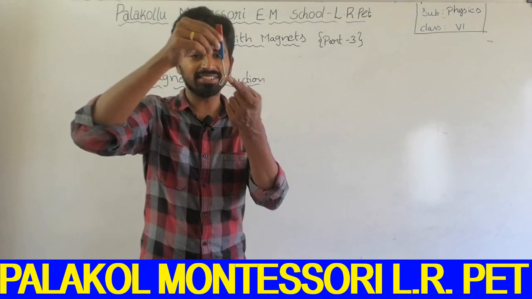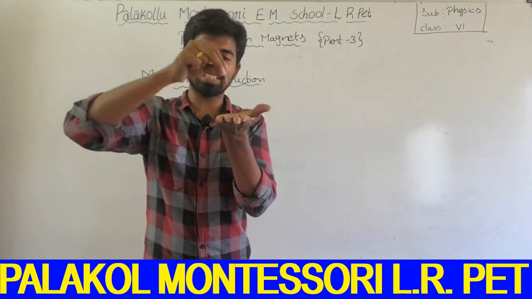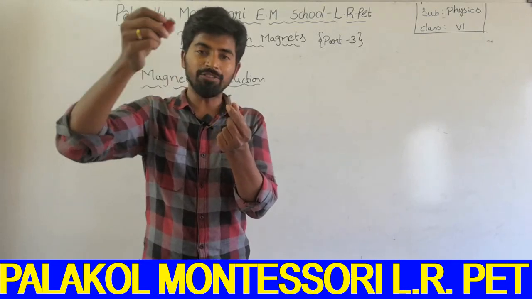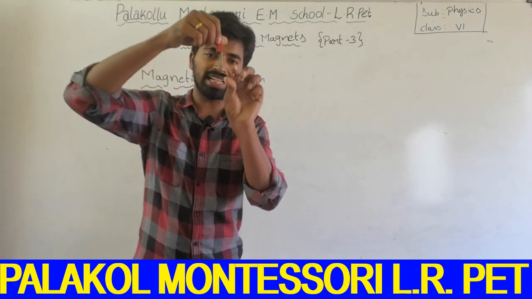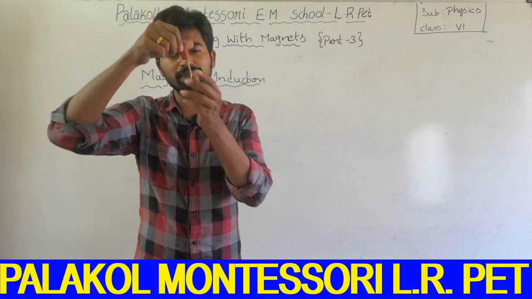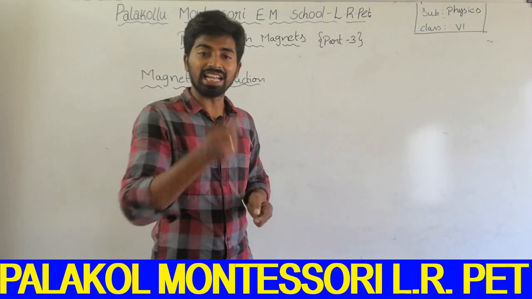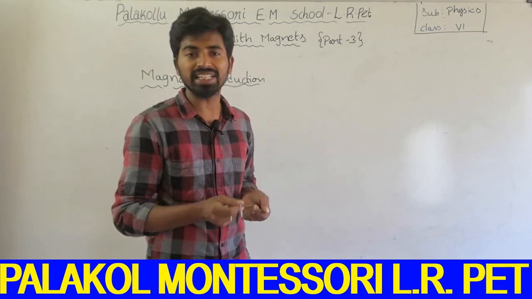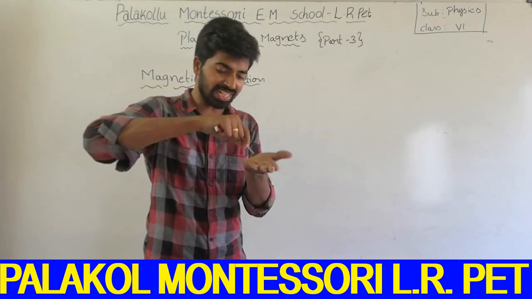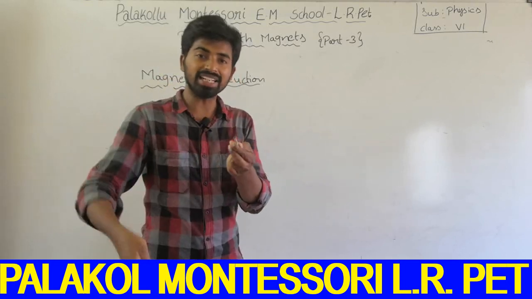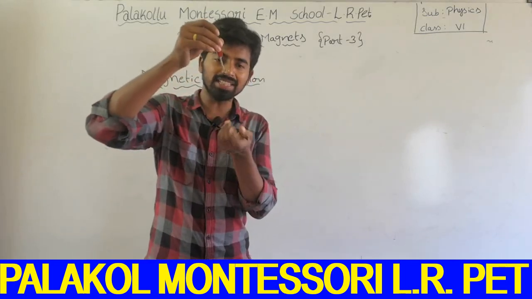Initially this nail doesn't attract the safety pin. If a bar magnet is placed closer to the nail, then it is able to attract the safety pin. What happened here? This nail behaves as a magnet. This nail acquires magnetic property. What is magnetic property? Attracting the magnetic substances. When the magnet is brought near to this nail, it attracts the magnetic substances.